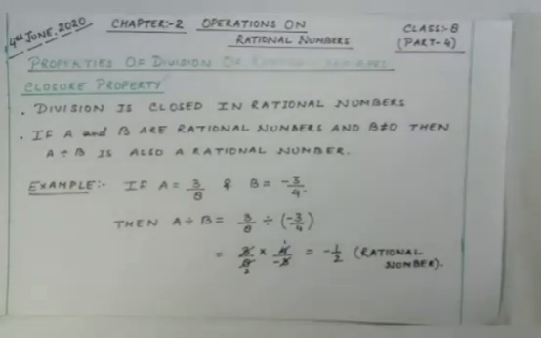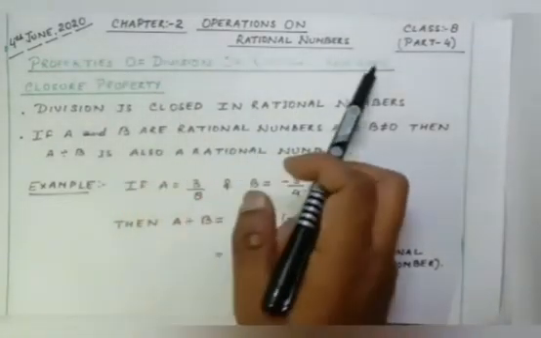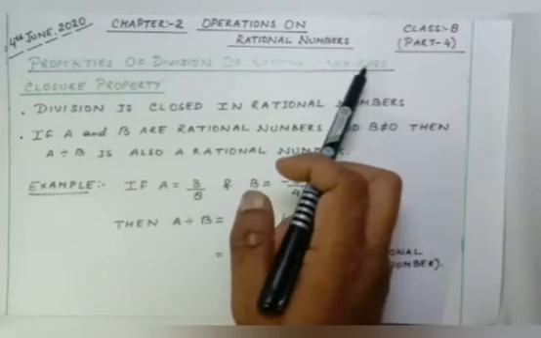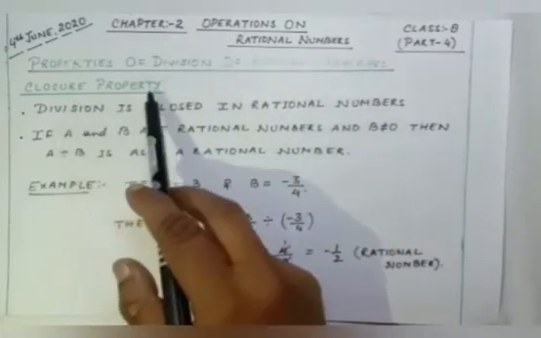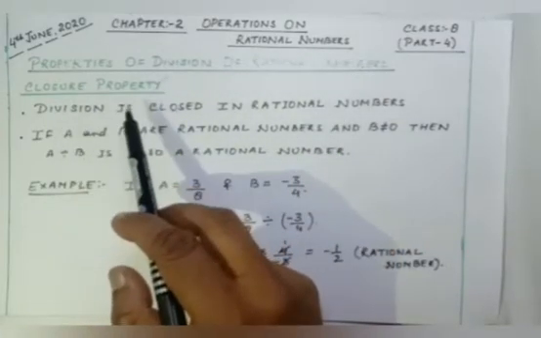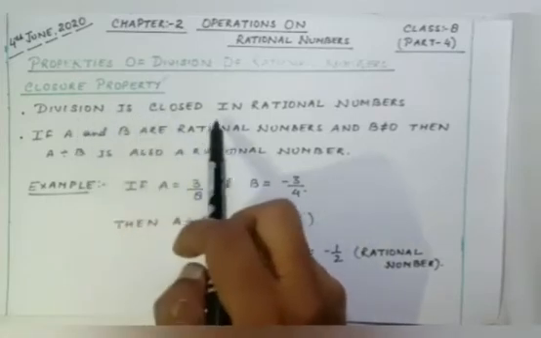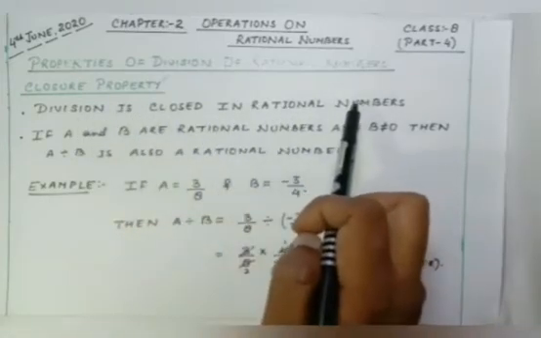Today we are going to start with the fourth part of the second chapter, that is operation on rational numbers. And the very fresh topic is properties of division of rational numbers. The very first property is closure property. Let us see what it says. Division is closed in rational numbers.